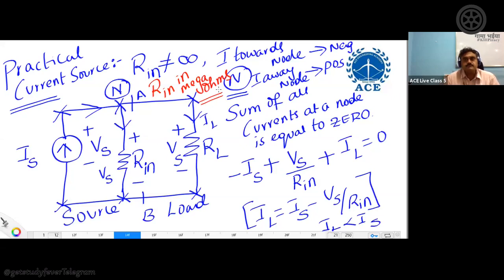Is it clear? So the internal resistance for an ideal voltage source is 0. The internal resistance for an ideal current source is infinite.